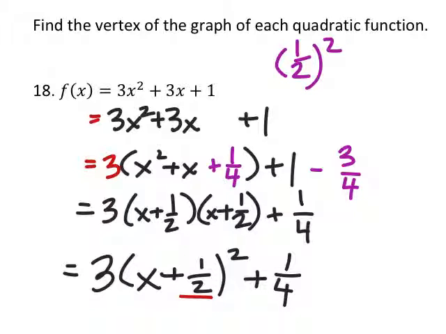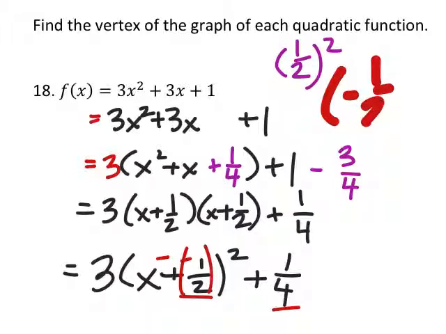Well, we can see the vertex there. We've got the h and the k value. The thing is, that's really a minus a negative 1/2 there. So our vertex ends up being negative 1/2 and 1/4. Hopefully you can read that.